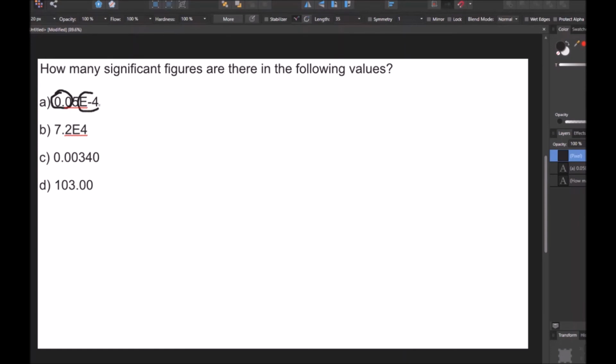So these are not significant figures. The only significant figure here is this 5. So the number of sig figs in part A is 1. In B, we have two non-zero numbers, which are always sig figs, and of course the power of ten doesn't count, so we have 2.